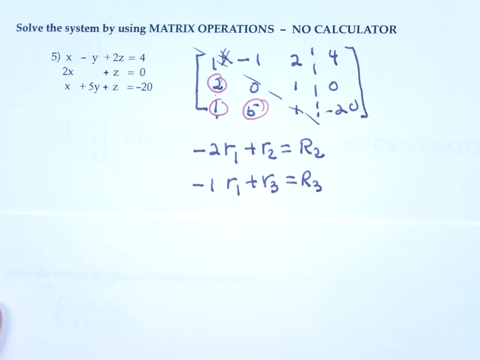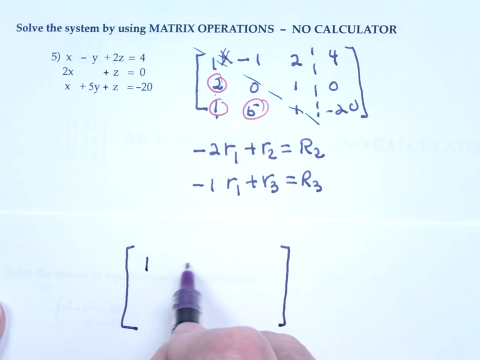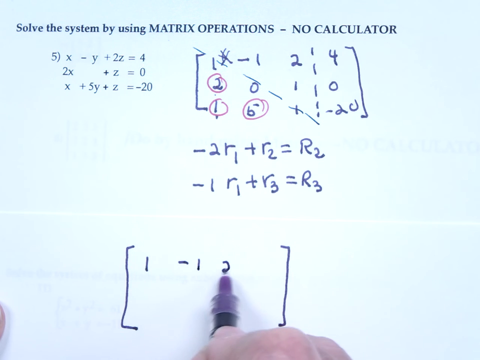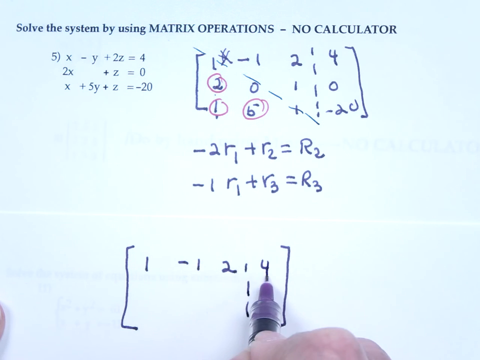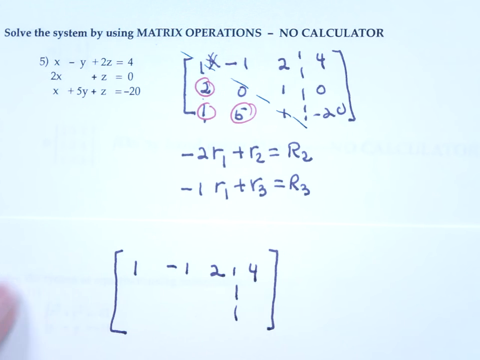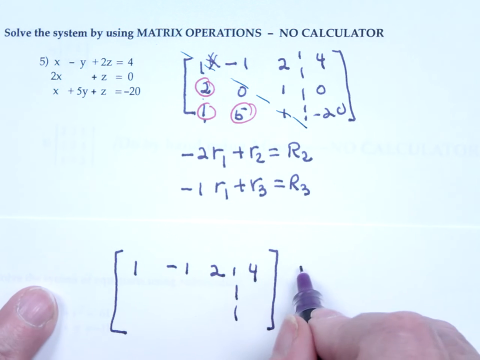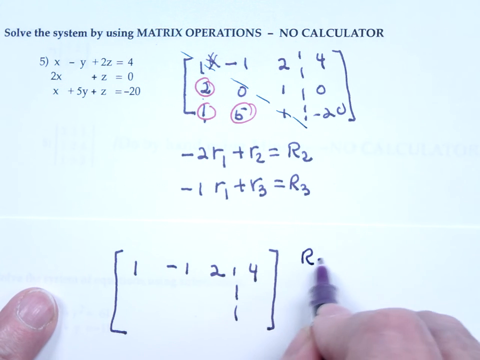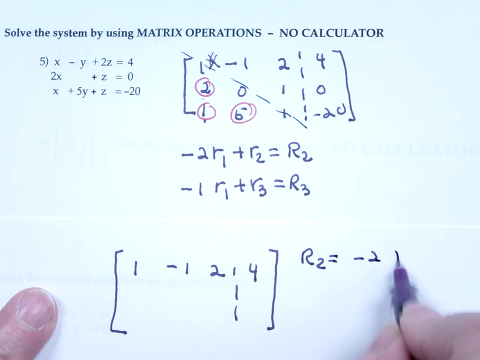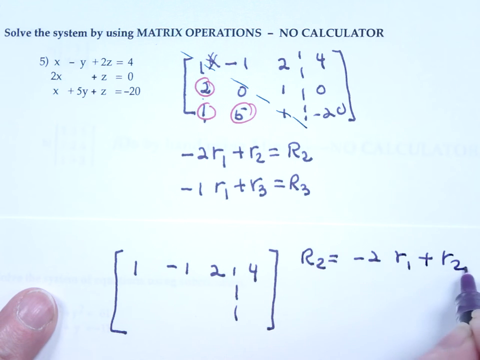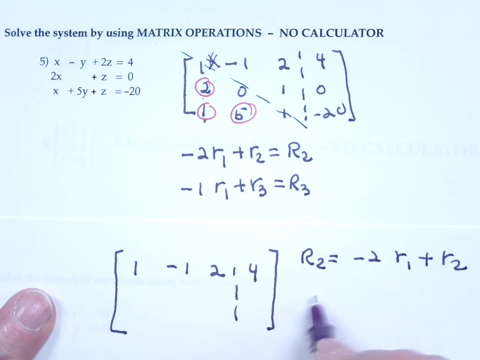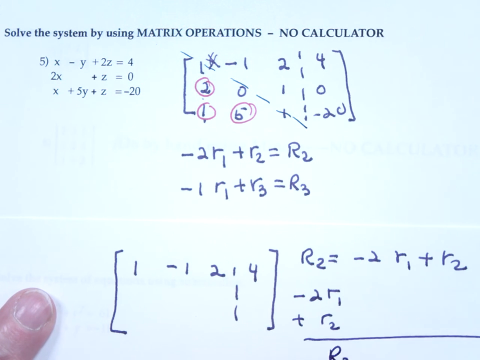So here we go. I'm going to create a new matrix. Row 1 is going to stay the same. I'm going to put a new row 2 and a new row 3. I'm going to create a new row 2 by taking negative 2 times row 1, adding it to row 2 to give me a 0 in that position. So negative 2 times row 1, added to row 2, gives me my new row 2.